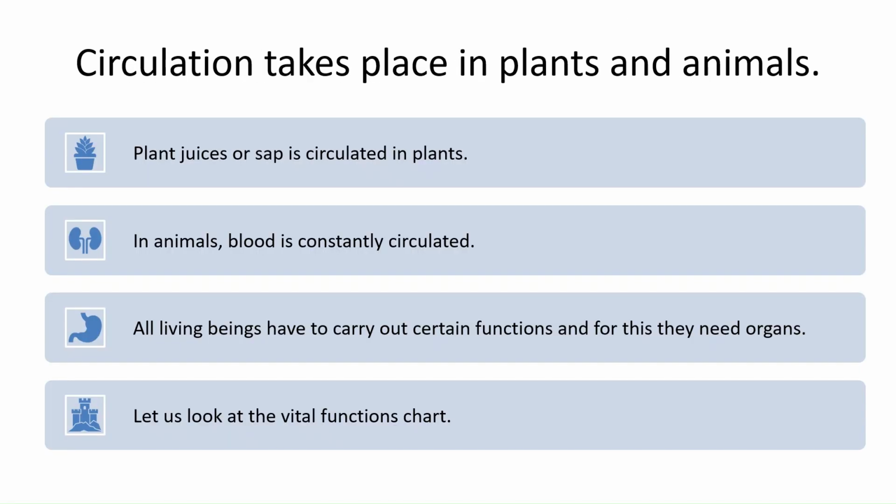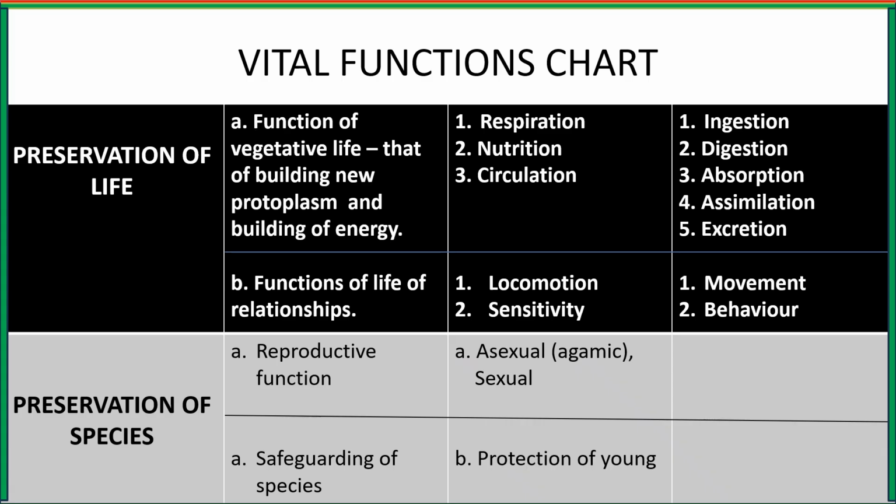Circulation also takes place in plants and animals. Plant juices or sap is circulated in plants. In animals, blood is constantly circulated. All living beings have to carry out certain functions, and for this they need organs. Let us look at the vital functions chart. Here is the vital functions chart.